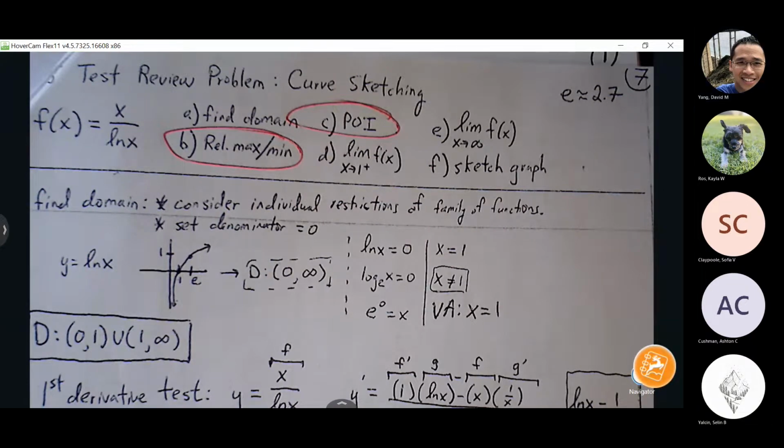Relative min. That's what it seems to be. Now I have to plug it back in. Okay, okay, I get it, okay. Thank you.